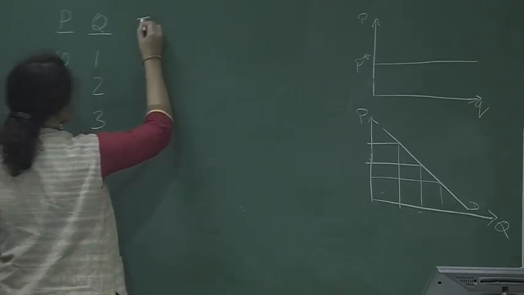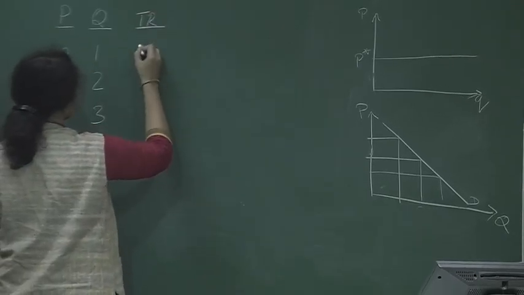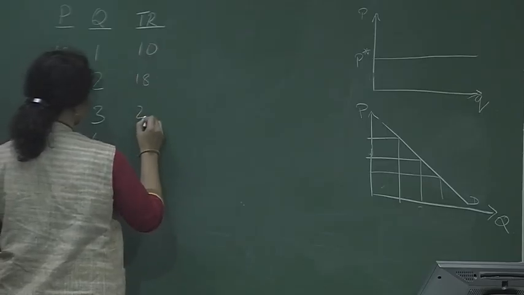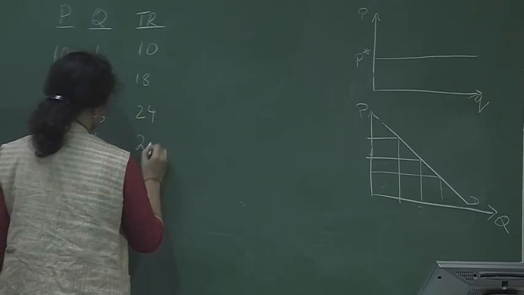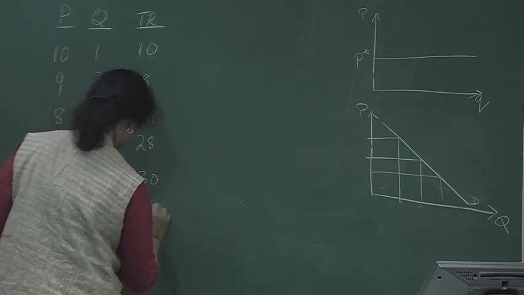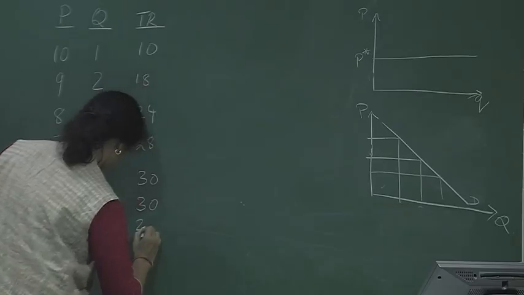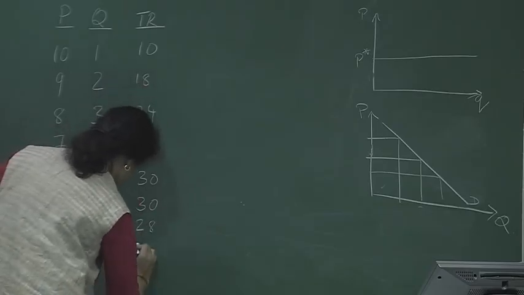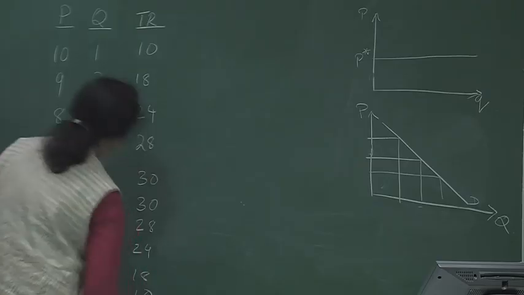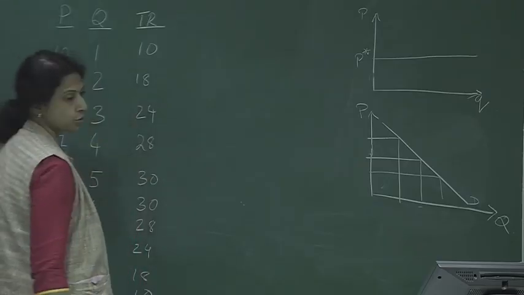So what is the total revenue? Total revenue is 10, 18, 24, 28, 30, 30, 28, 24, 18 and 10. So this is the total revenue.